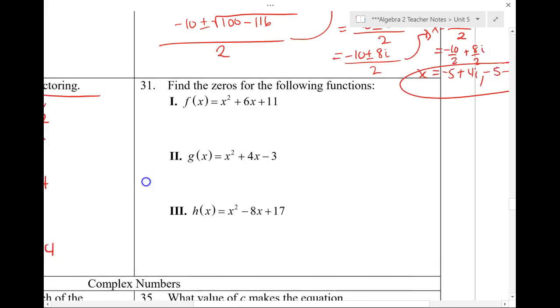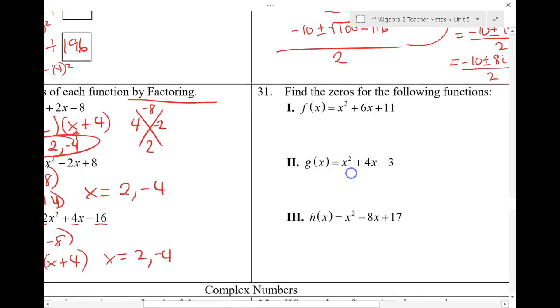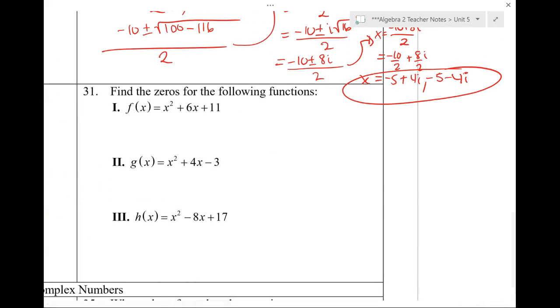Okay, number 31. Find the zeros for the following functions. Guess what? You're doing the same thing. Finding the roots, finding the zeros. Same stuff. So let's see what we can do here. Now this one, what number multiplies to equal 11, but then adds to 6? Well, the only problem is that 11 is a prime number, so that's not going to work. So we're going to have to try something else.